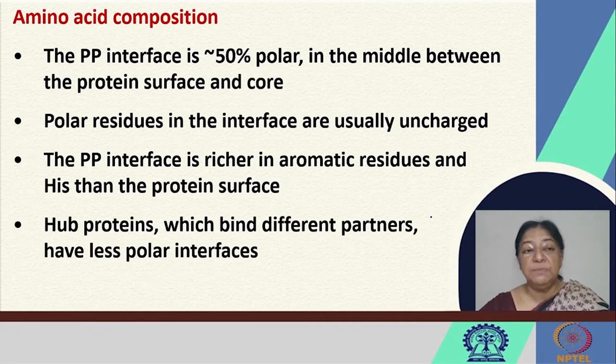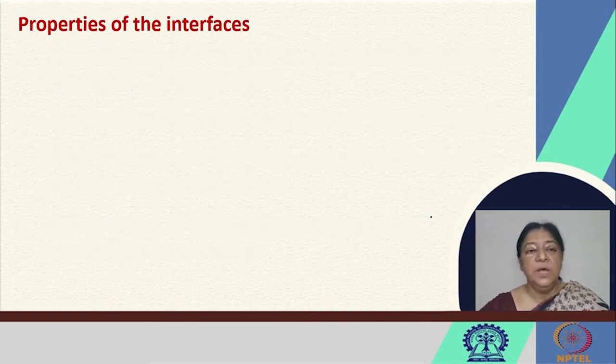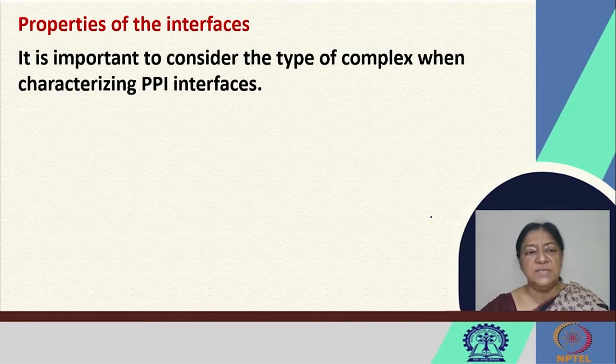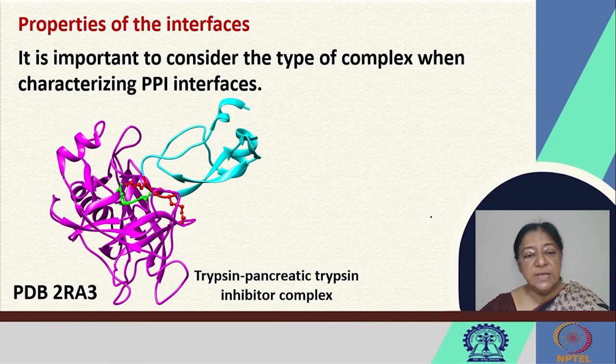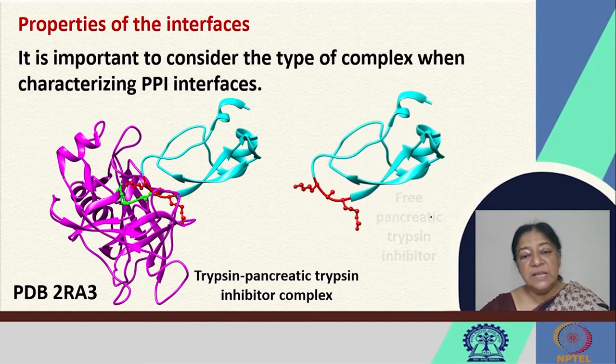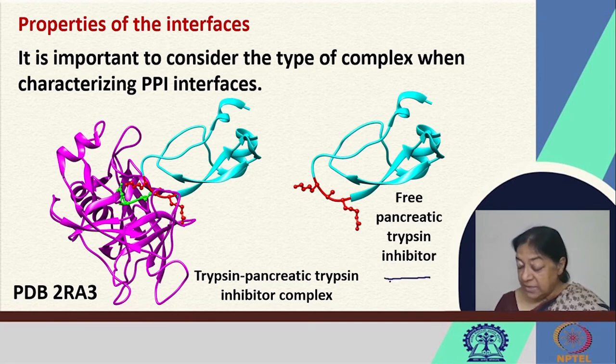What we have is something called hub proteins, which we will see what it means in a moment, where there is binding with different partners. If we look at the properties of the interface, it is important to consider the type of complex when we are characterizing this protein-protein interaction interface. For example, if we're looking at a trypsin-pancreatic trypsin inhibitor complex, then there are specific residues involved in the interaction. So we have the free pancreatic trypsin inhibitor here. These are the specific residues that are involved in the interaction.